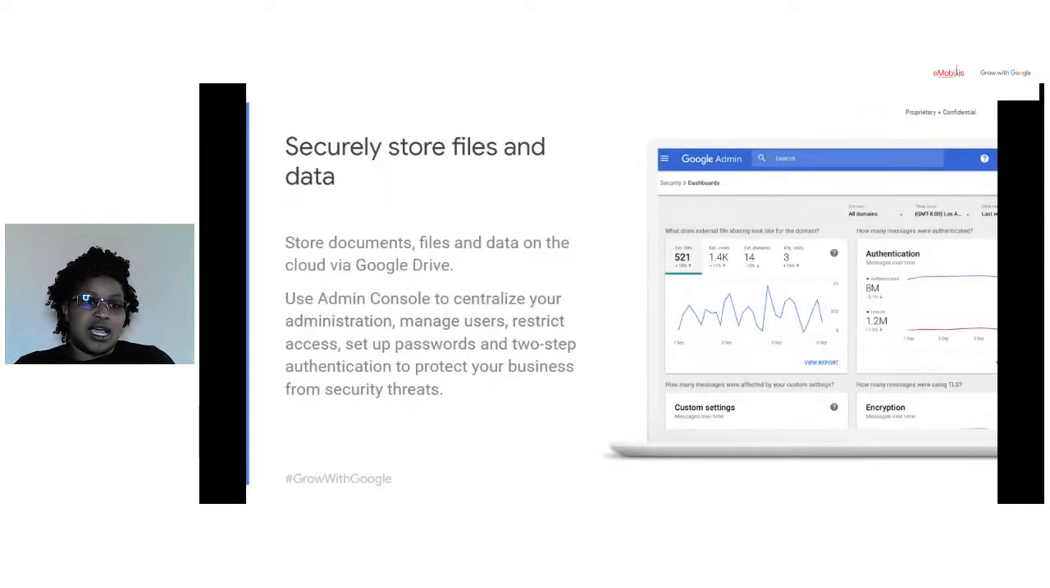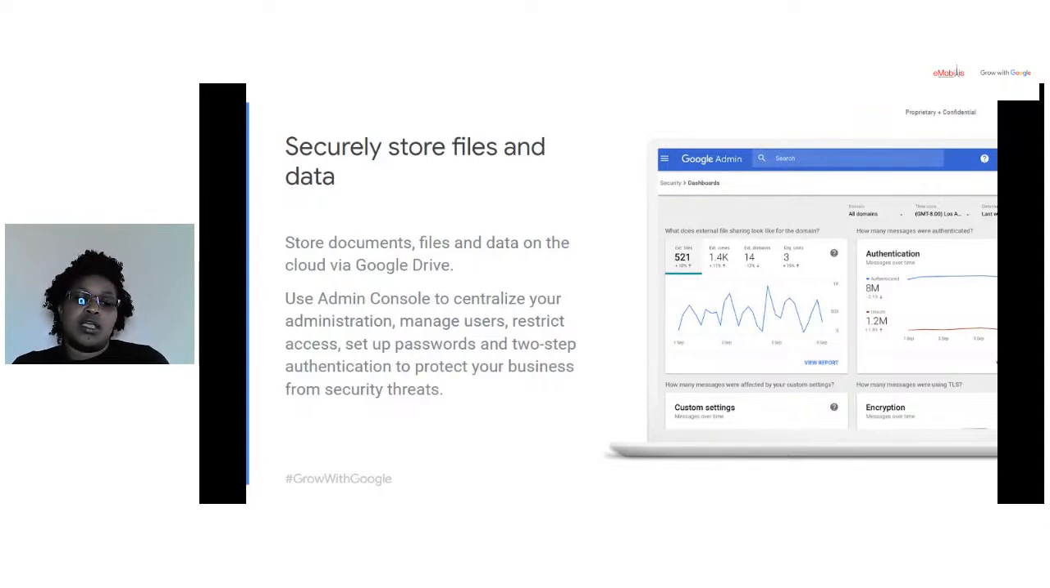So last but not least is the enhanced security. With Google Workspace, you can store documents, files, and data on the cloud via Google Drive. You can also use what you call the admin console to centralize your administration. And you could also use the integrated cloud identity features to manage users and set up security options. And your organization is protected. That is, you protect your organization with security analytics and best practice recommendations within the security center, and identify and prevent threats with Google powered AI, that is intelligence.